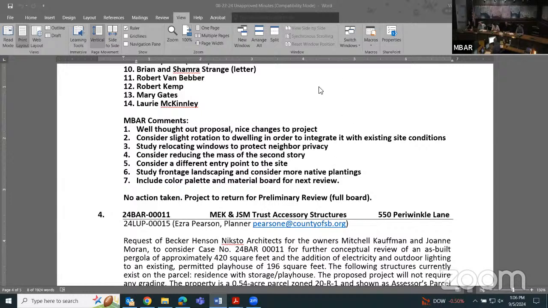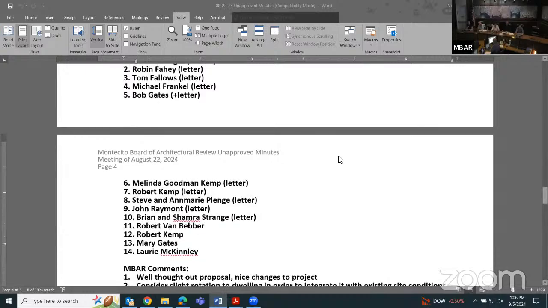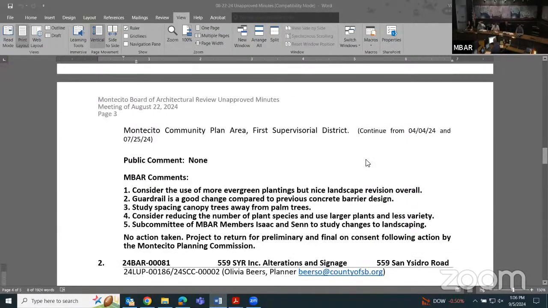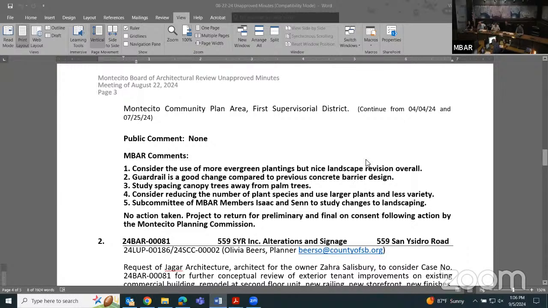Robert, do you have anything? Yes, it says the guardrail is a good change compared to the previous concrete. Which item is it? This is item number 1. I believe we were concerned about the ability with the guardrail to get trees in there. Our concern is this gateway corridor to Montecito. We suggested mixing it up, maybe with some guardrail and some concrete barrier, but making sure we had space for trees.